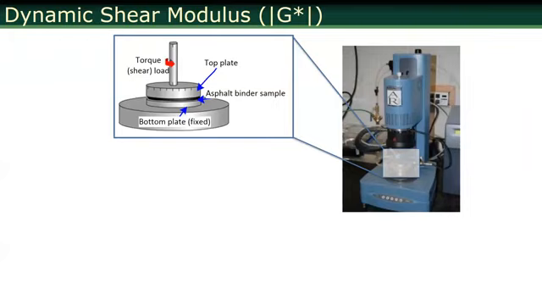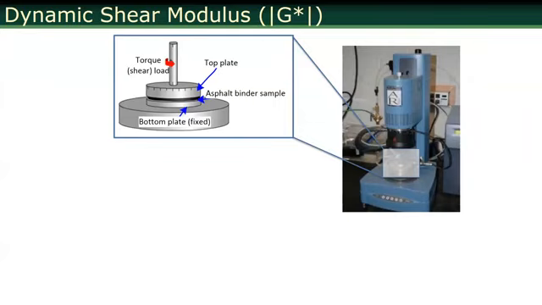Now we have the dynamic shear rheometer. This is a device called the dynamic shear rheometer. We place a binder sample in between two parallel plates. Typically in this device, the plates have a diameter of 25 millimeters for high temperature testing, and for intermediate temperature testing we use 8 millimeter plates, for those of you who weren't here yesterday. And the gap is 1 millimeter for high temperature testing, and 2 millimeters for intermediate temperature testing.